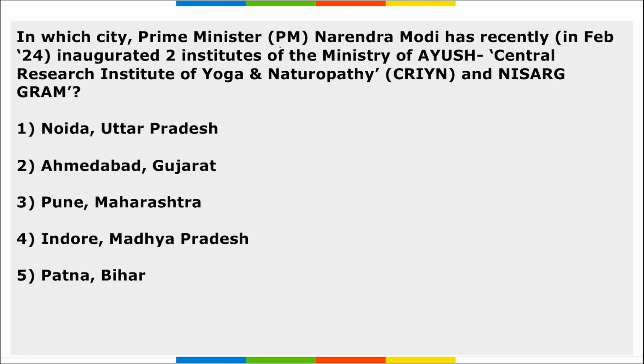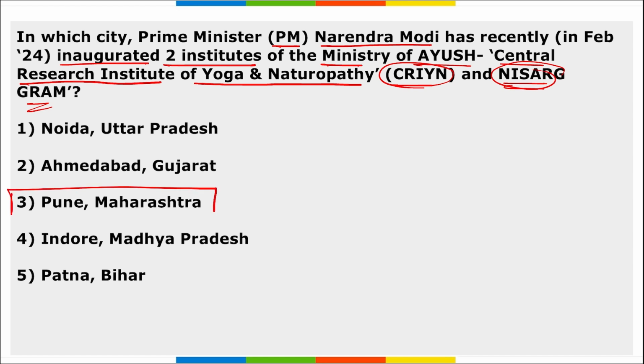Next, in which city Prime Minister Narendra Modi has recently inaugurated 2 institutes of the Ministry of Ayush, that is Central Research Institute of Yoga and Neuropathy and Nisarg Gram. So CRIYN and Nisarg Gram, these are the 2 institutes of the Ministry of Ayush that were launched by Prime Minister Narendra Modi. And where were they launched? They were launched in Pune, Maharashtra. These 2 major hospitals and research institutes that are related to yoga and neuropathy, correct?